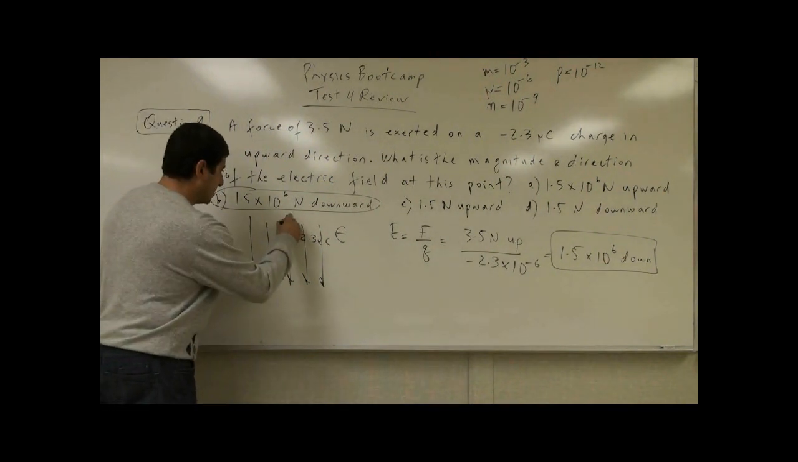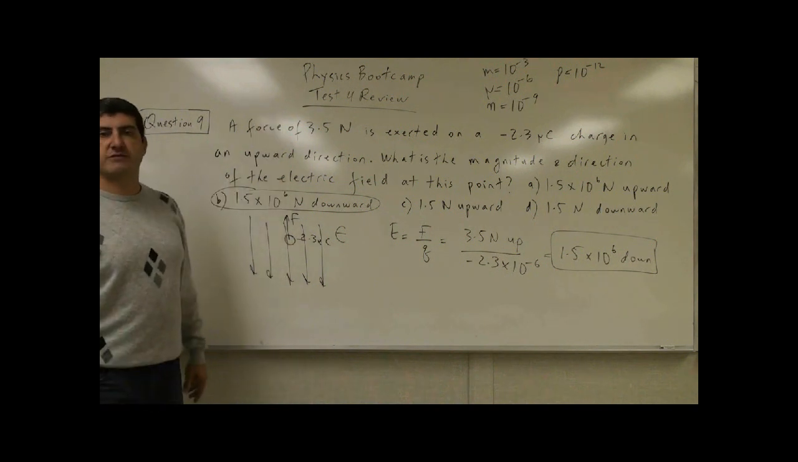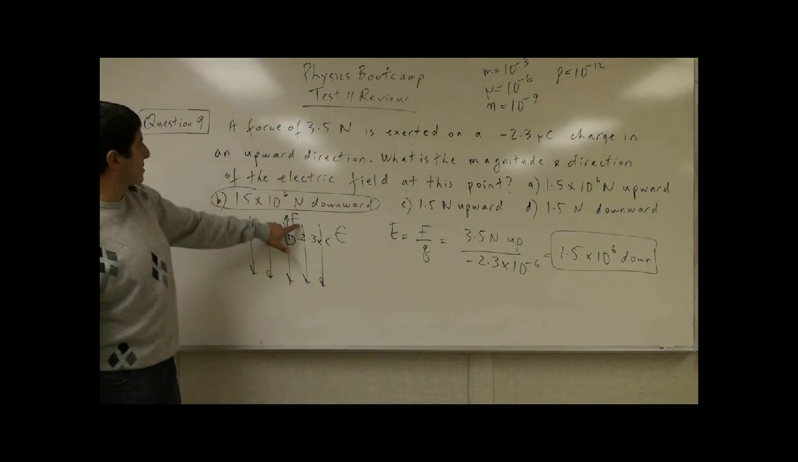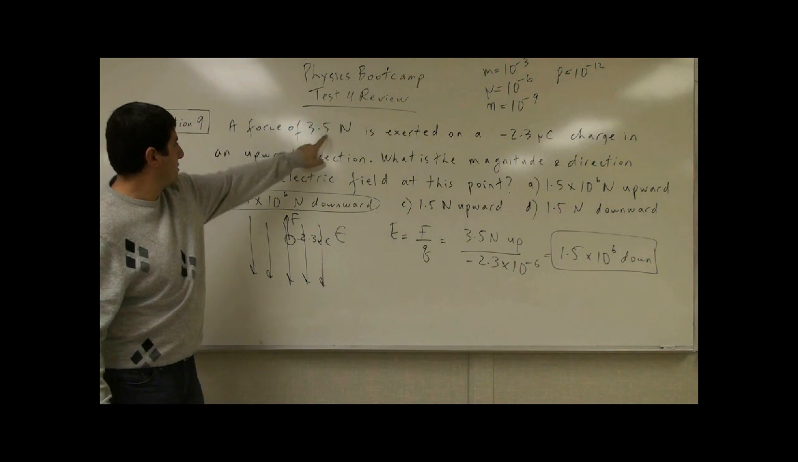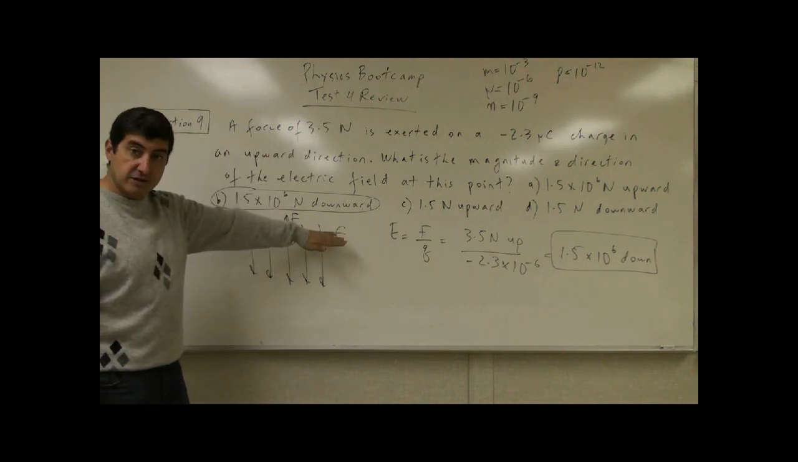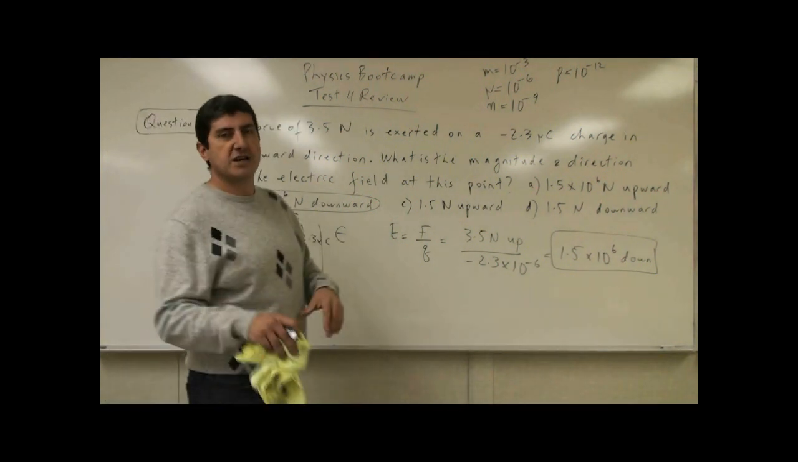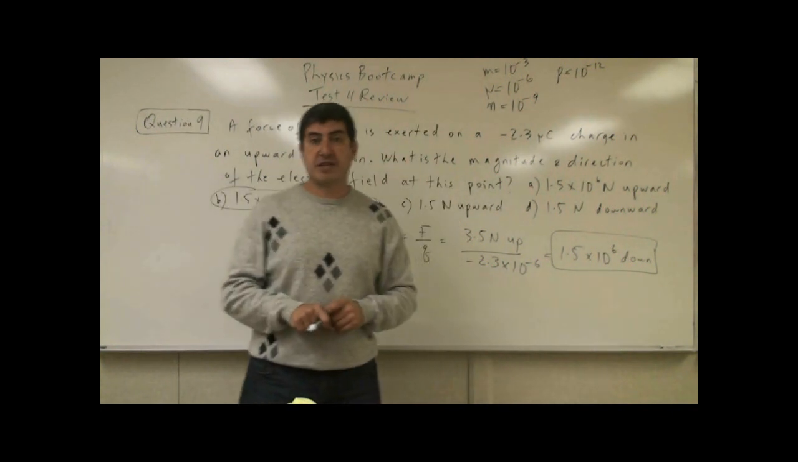So the force on it is this way, up. That makes it go opposite to the direction of the electric field. So you see the force, 3.5 newtons, and it's upward. So it's going to go that way. So the original electric field has to be what? Downward. Okay? So now you can see and visualize what is happening in the problem.